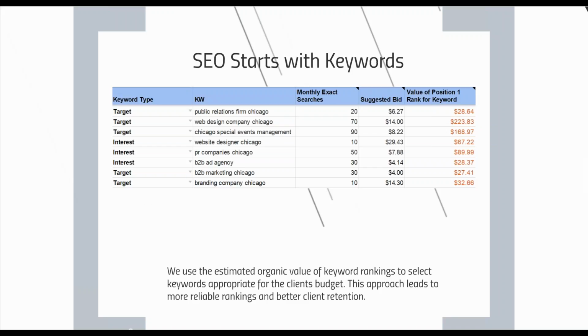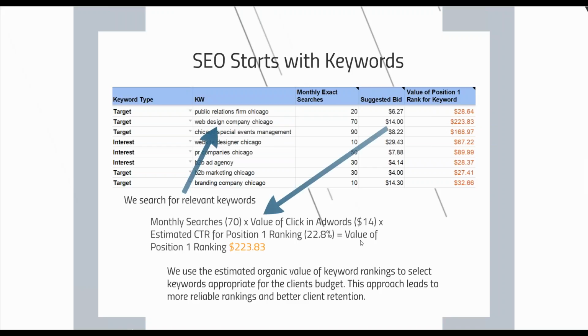So what we would do is we would take this analysis, which is relevant keywords, and then we would look for keywords that have enough monthly searches. In this case, Web Design Chicago has 70 searches a month. The suggested bid is $14. So we take that keyword and the 70 searches and the $14 that it would cost if you were to buy that keyword in AdWords. So it's a proxy for the value of that keyword.